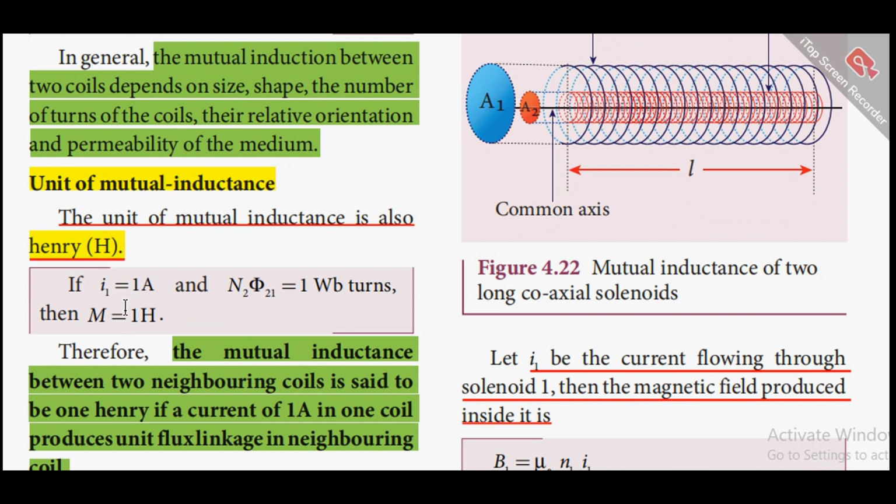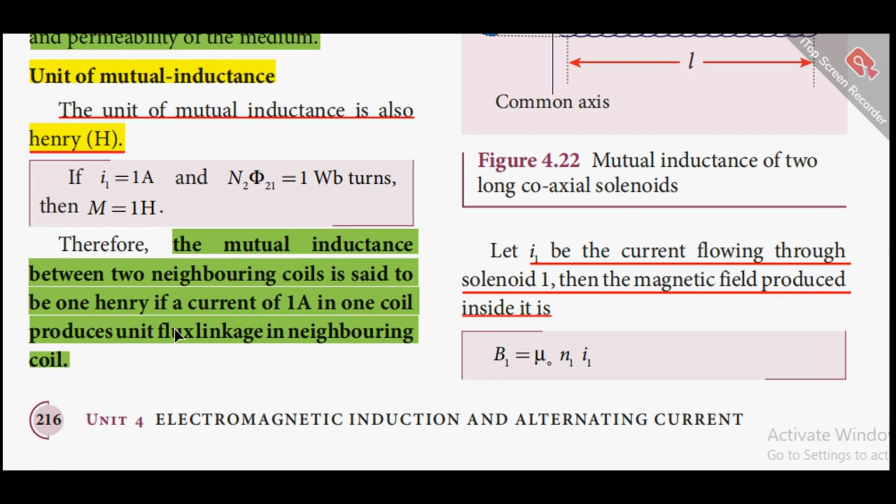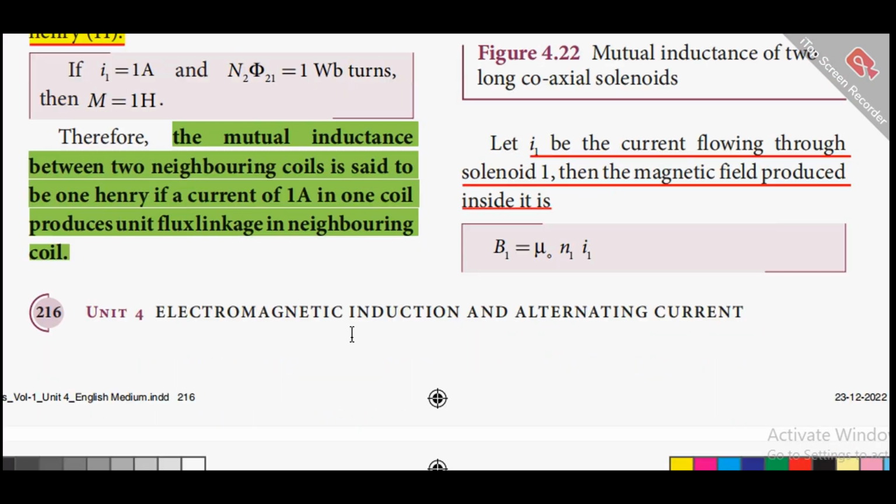If the current passing through the first coil, I1, is 1 ampere, and N2 phi21 is equal to 1 Weber turn, then the mutual inductance is M equals 1 Henry. Therefore, the mutual inductance between two neighboring coils is said to be 1 Henry if a current of 1 ampere in one coil produces unit flux linkage in the neighboring coil.